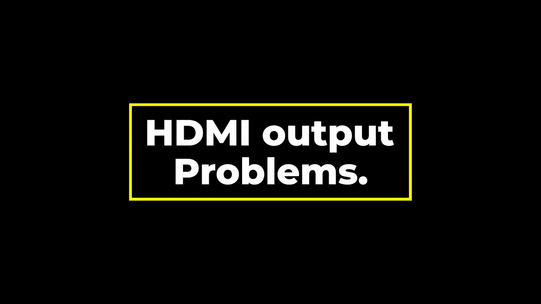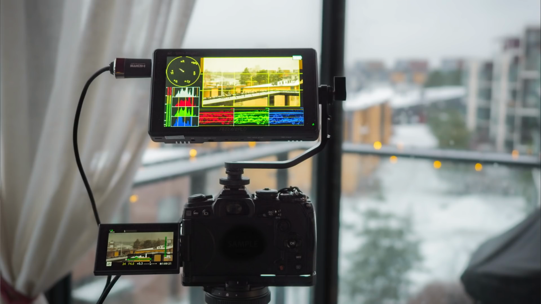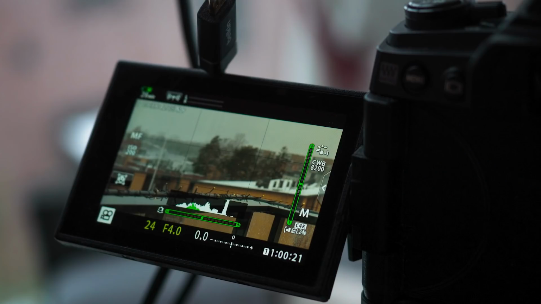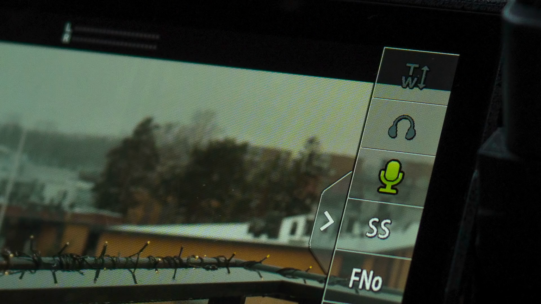HDMI output problems. If you have something plugged into your HDMI port, like a monitor, the touchscreen is disabled. So if you need to tweak the audio level, you have to do something else. You either need a microphone with output scale or level, or you have to unplug the monitor and adjust the sound level from the touchscreen. This is really annoying. This is also a problem if you have a gimbal attached to the HDMI port.